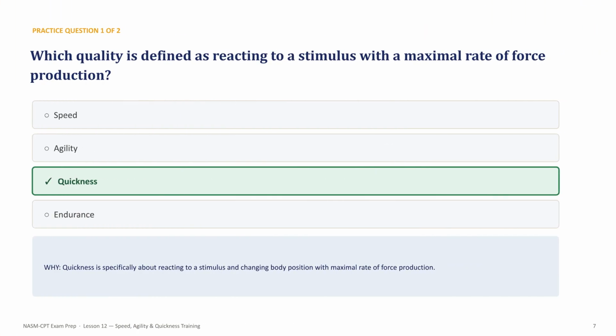Let's check your understanding. Question: which quality is defined as reacting to a stimulus with a maximal rate of force production? Take a second and think it through. The correct answer is quickness. Here's why. Quickness is specifically about reacting to a stimulus and changing body position with maximal rate of force production.